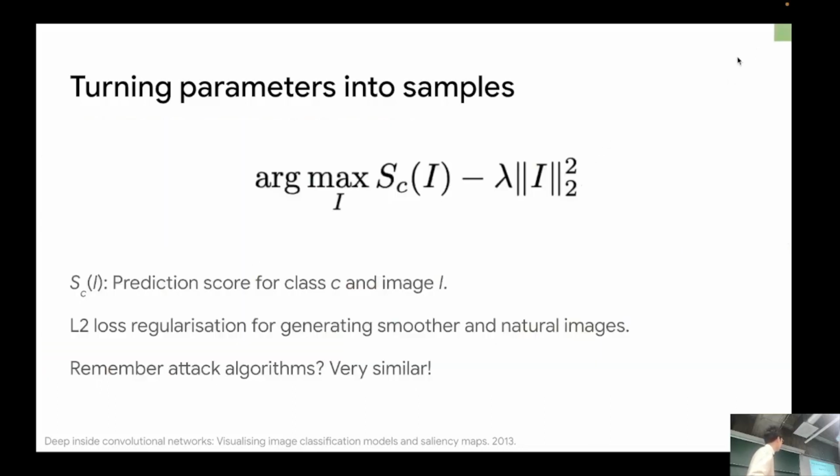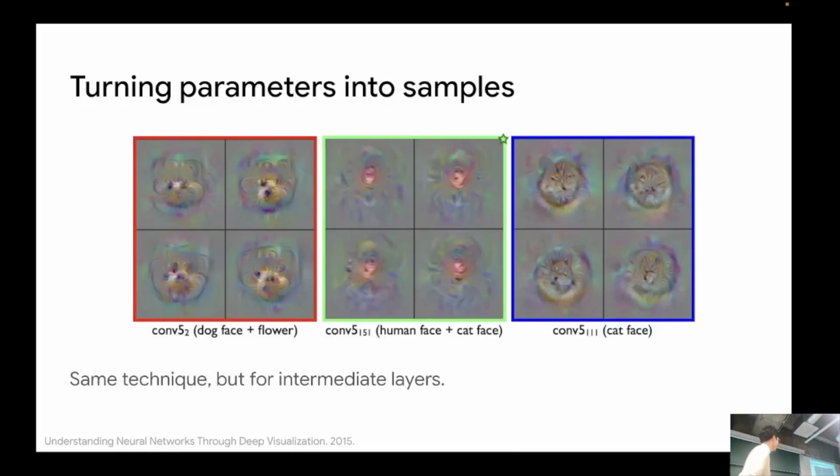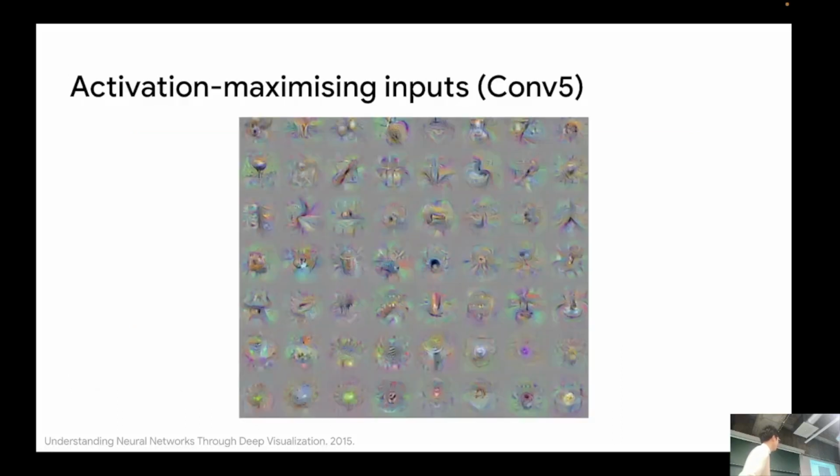Okay, so this is a quick examinable. The reason why this is examinable is because it has certain similarities with the attack algorithm. So what you're trying to do here is to maximize the prediction score for class C for image I. And you have some regularization here to make sure that your image is not going crazy. So its value should be confined to some right range. And if you do that, then you have the visualization like this.